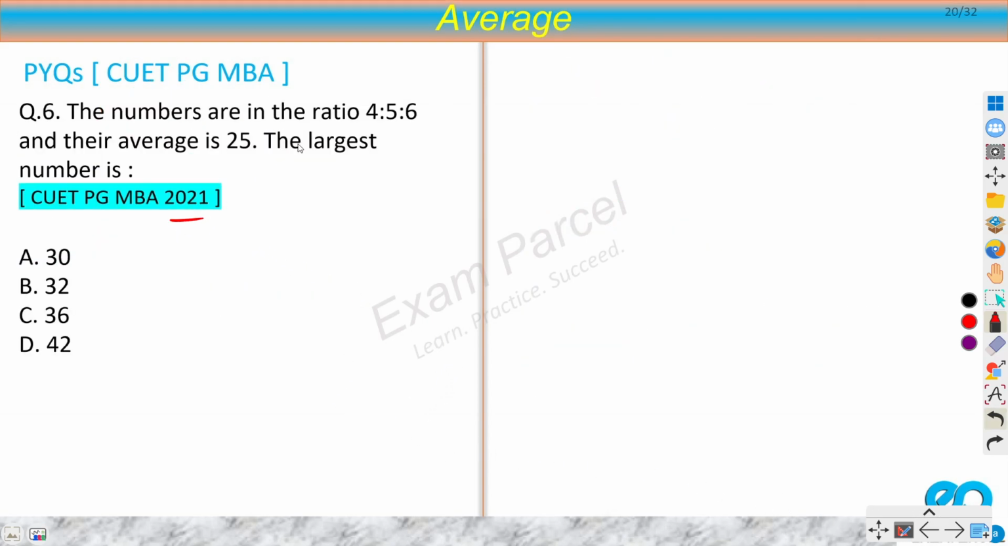Again from 2021, the numbers are in the ratio 4 is to 5 is to 6 and their average is 25. The largest number is. Okay, so we have numbers in 4 is to 5 is to 6. Now this is a ratio. Can we take the numbers as 4k, 5k and 6k? I have added a multiplier k. I don't know the value of k, but that's not our concern. And their average is 25.